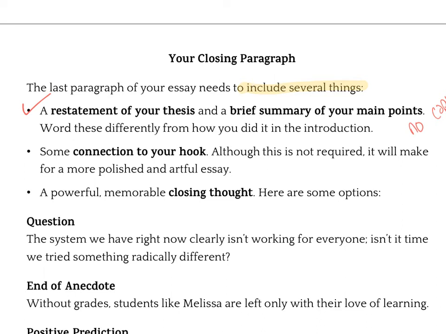The next thing is that there needs to be some connection to your hook. It's not required, but it makes for a more polished essay. We call this chiasm. So we worked our way through the essay, and then we take it back to the beginning and talk about the hook. So if you posed a question in your hook, maybe you answer the question in the closing. And then a really powerful, memorable closing thought is another way to end your closing argument.